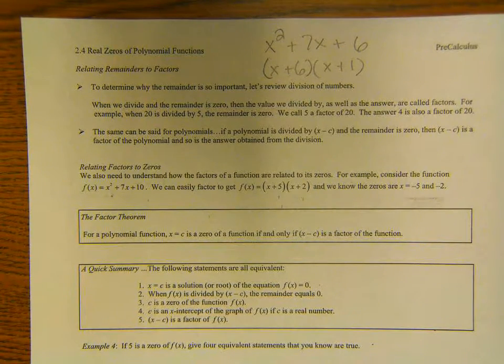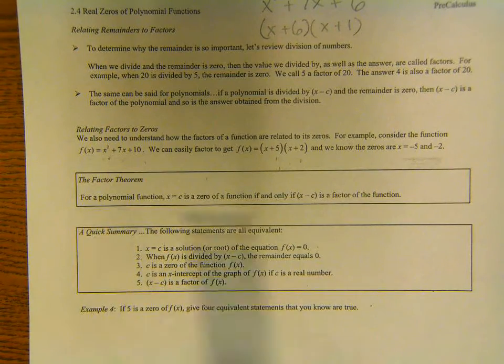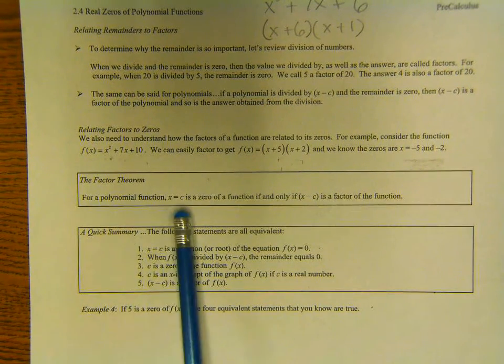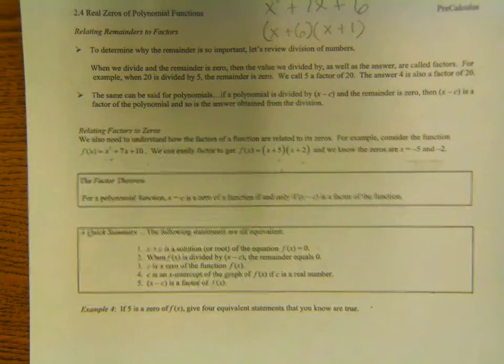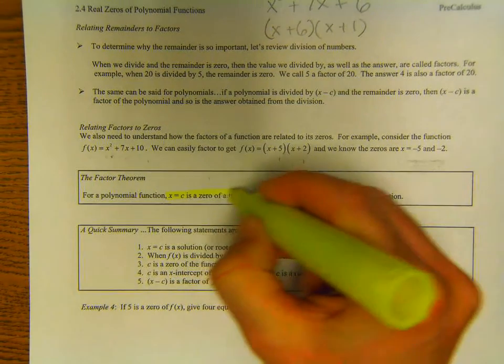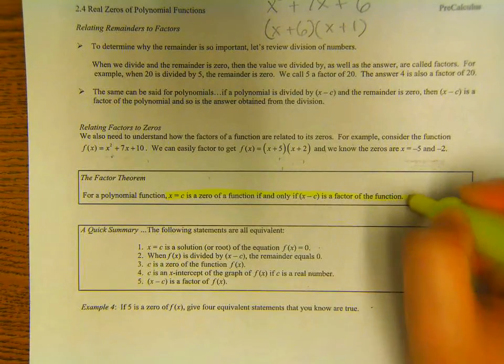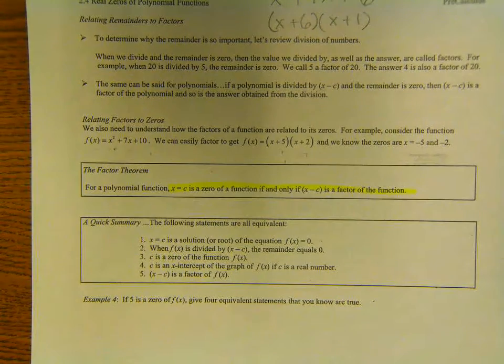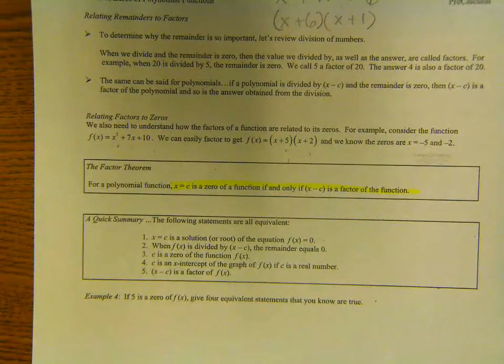Okay, so I think I gave you this earlier. For a polynomial function, x equals c is a zero of the function if and only if x minus c is a factor of the function. All right, so here's the deal. Let's summarize all the things.